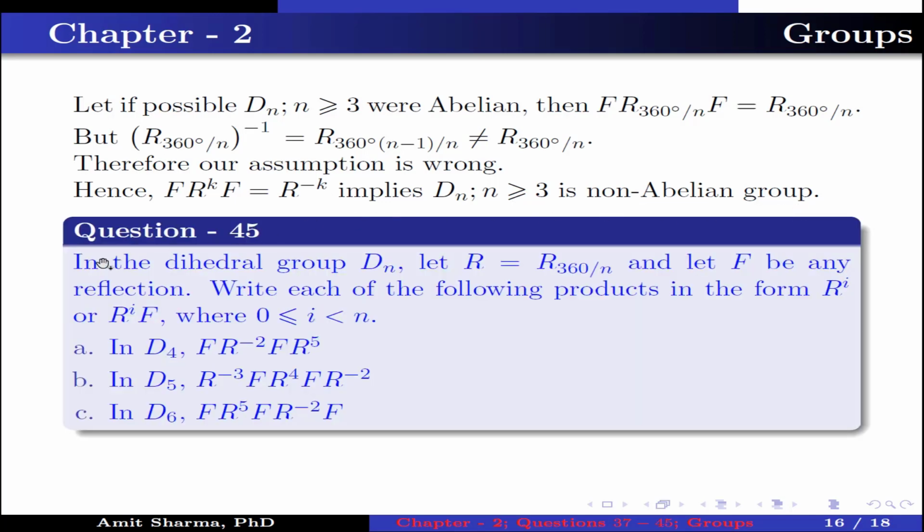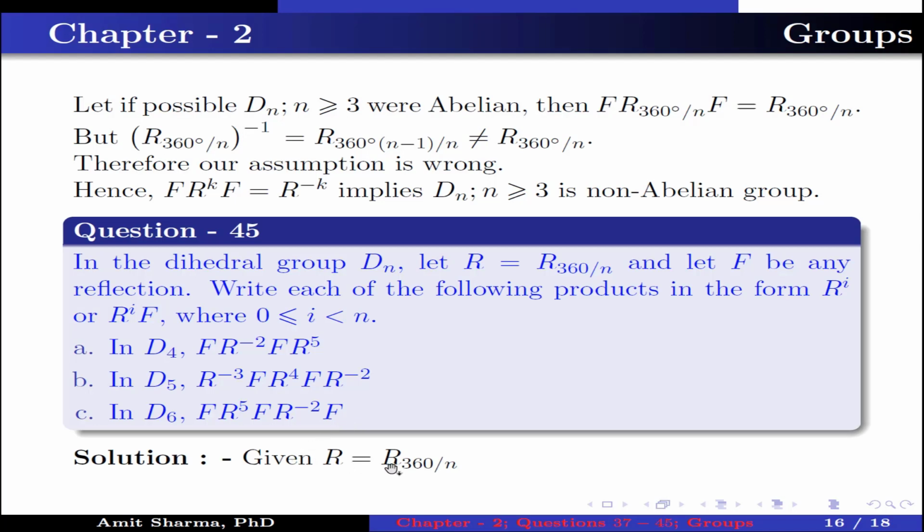Question number 45. In the dihedral group Dn, let R be equal to R 360 by n and let F be any reflection. Write each of the following products in the form of R to the power I or R to the power I F, where 0 is less than or equal to I less than n. Part A: in D4, F R minus 2 F R5. Part B: in D5, R minus 3 F R4 F R minus 2. Part C: in D6, F R5 F R minus 2 F.